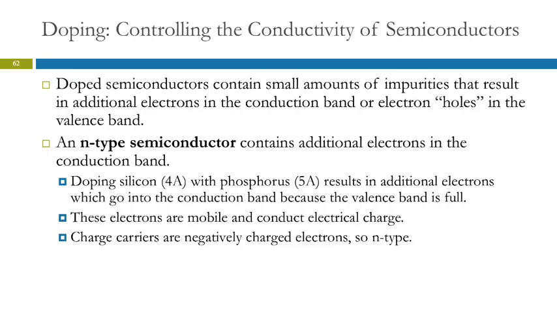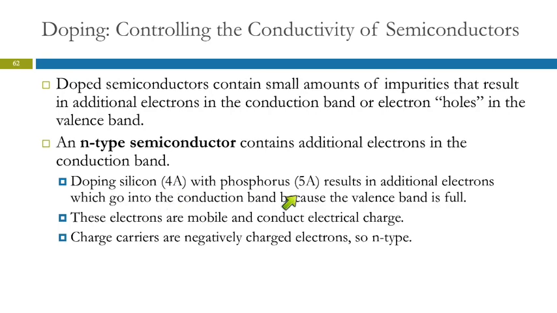So the electrons don't fit in the valence band. They have to be in the conduction band. And so then it's going to be more conductive than an undoped semiconductor. So if we take silicon, silicon's in group 4A. It has 4 valence electrons.